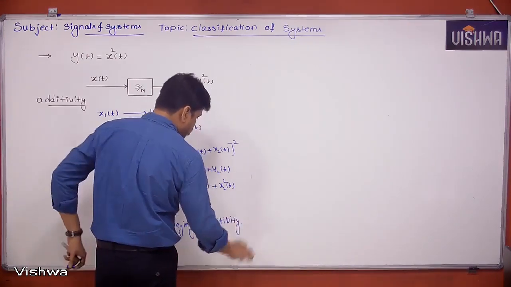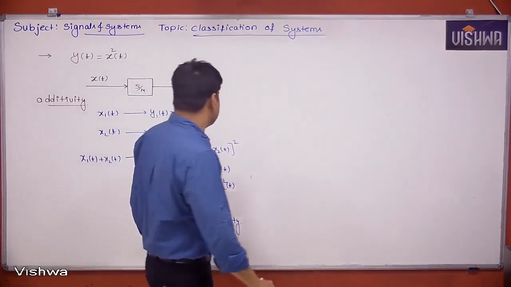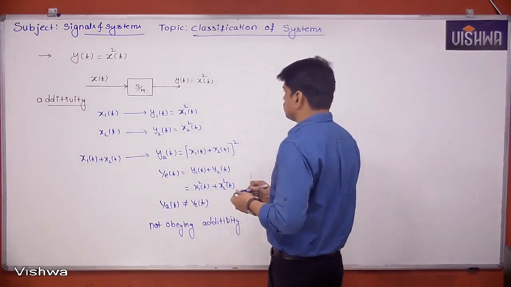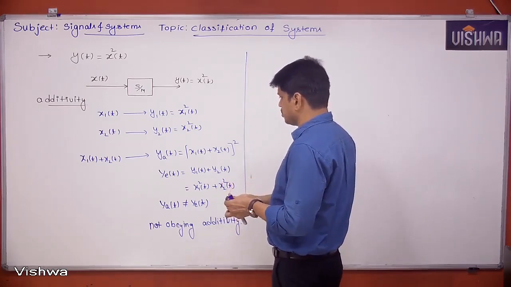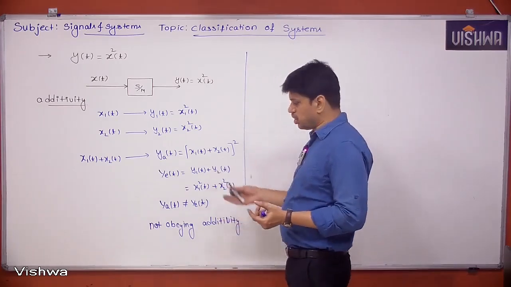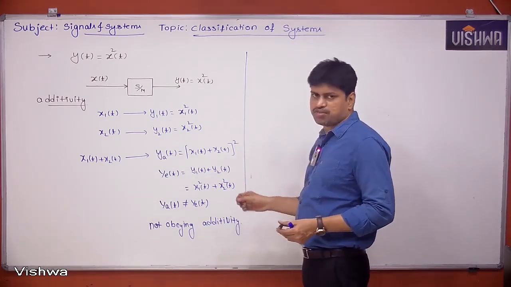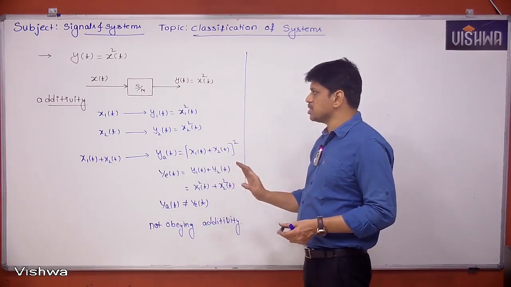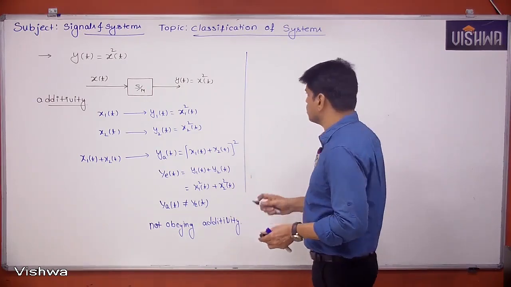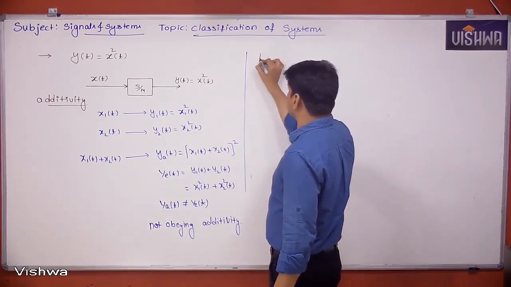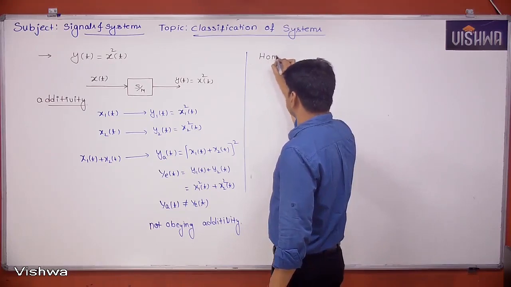But still I want to check for homogeneity also. Here itself we can say it is non-linear. I told you, if any one of the properties fails, then we can say the system is non-linear. So additivity has already failed, and I can say the system is non-linear. But still I want to check the homogeneity. How can we check the homogeneity?